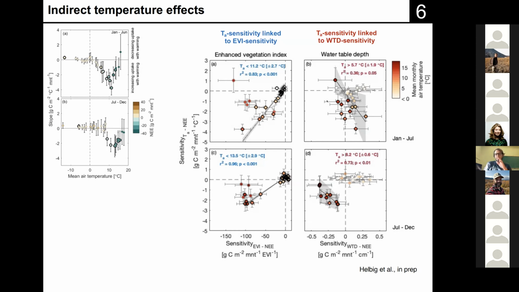And then if we look, there's a significant relationship between the temperature sensitivity of NEE and the water table sensitivity of NEE. It explains less, but it's significant, but it's only for the warmer temperatures. That means in the peak growing season, it seems that the air temperature effect on water table is contributing quite a bit to this pattern.